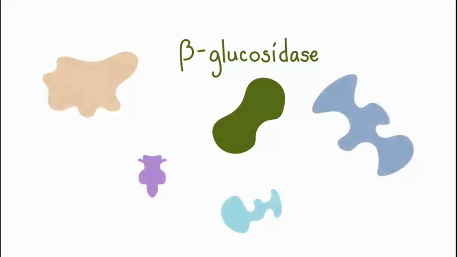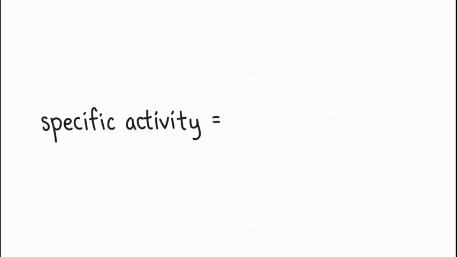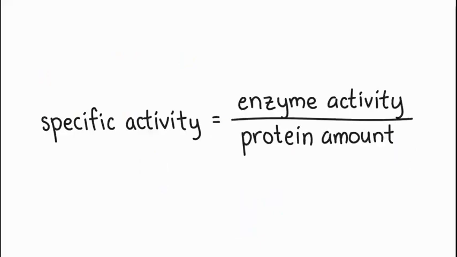The best way to quantify enzyme purity is to determine its specific activity. Specific activity is calculated by dividing a measure of enzyme activity by the total protein amount in your sample mixture. So how do you get those two numbers?